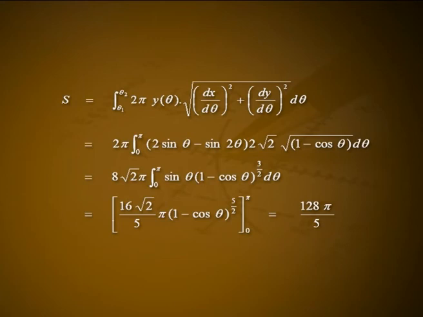which is equal to 2π times the integral from 0 to π of (2 sin θ − sin 2θ) times 2√2 times √(1 − cos θ) dθ, which is equal to 8√2 π times the integral from 0 to π of sin θ (1 − cos θ)^(3/2) dθ, which is equal to (16√2/5) π (1 − cos θ)^(5/2) between the limits 0 and π, which is equal to 128π/5.